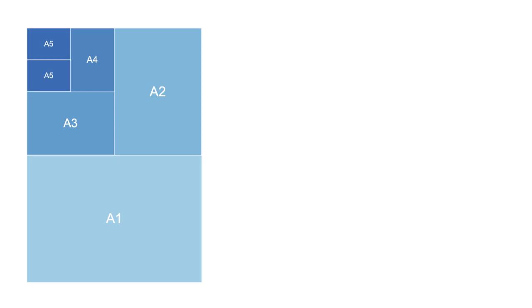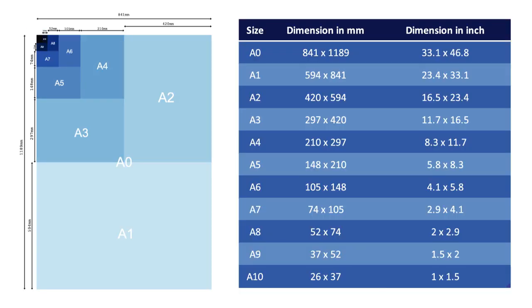Continuing the process, we can keep arriving at the rest of the sizes of the series, which can be found in this table or also in the description. Now let's have a look at the B series.